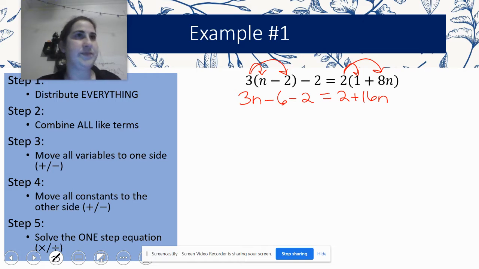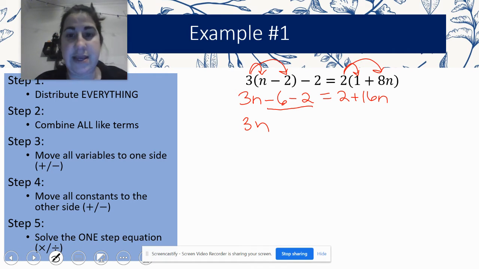All right. Next step says combine all the like terms. So in this case, I have this -6 and -2 that I need to combine. So I'm going to do 9n, and -6 minus 2 is -8 because they're the same sign.